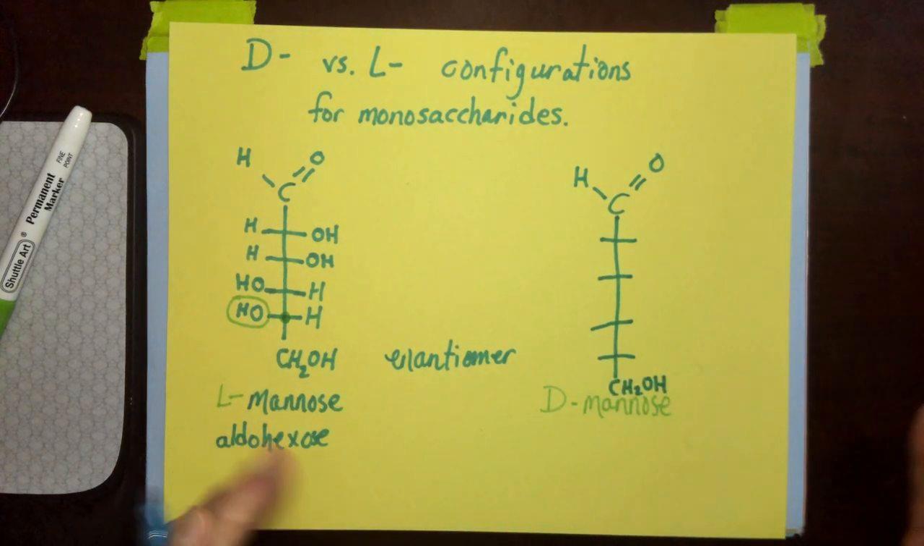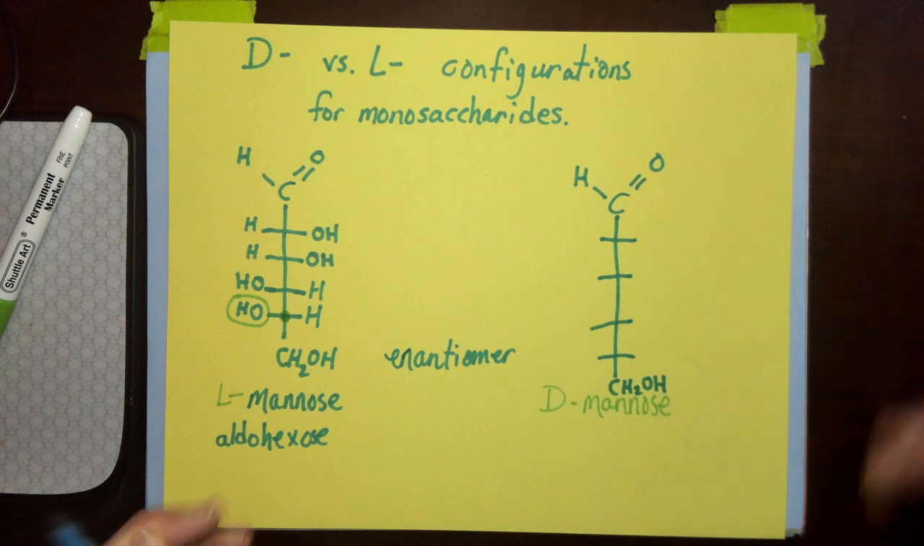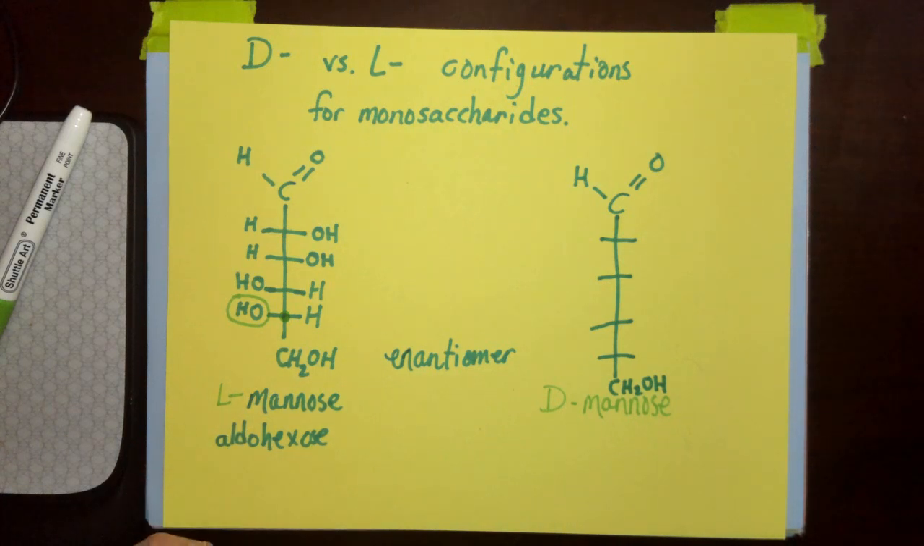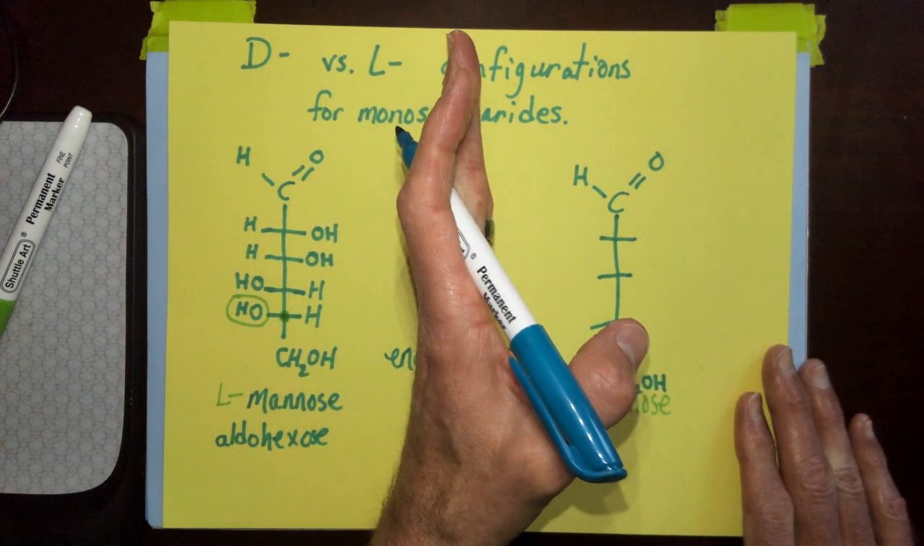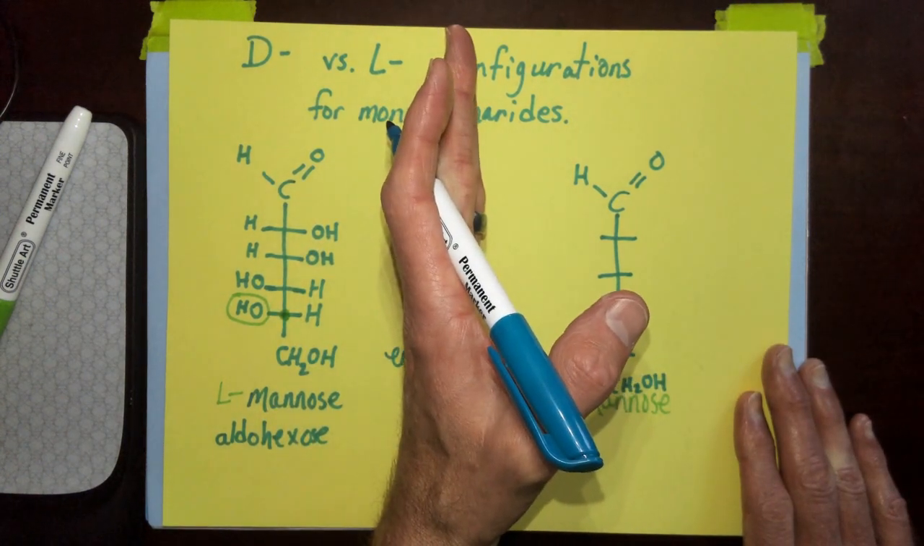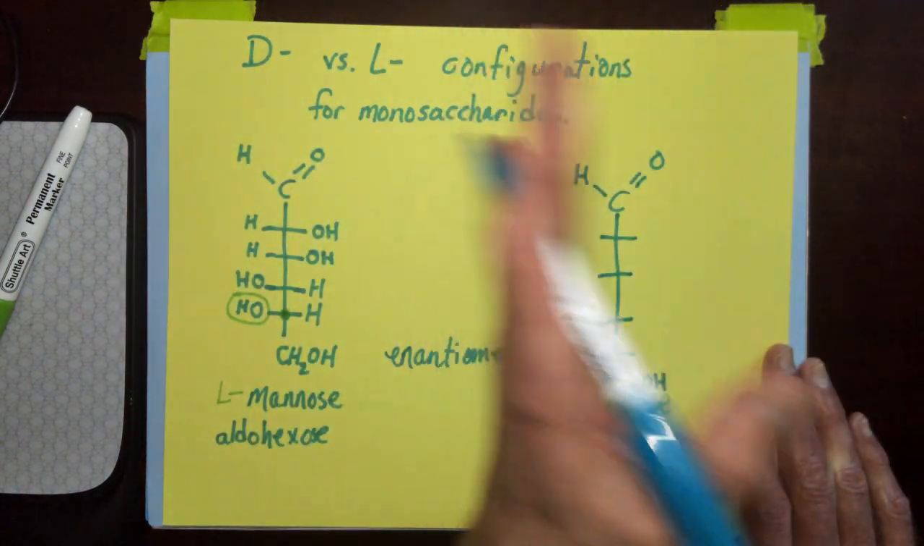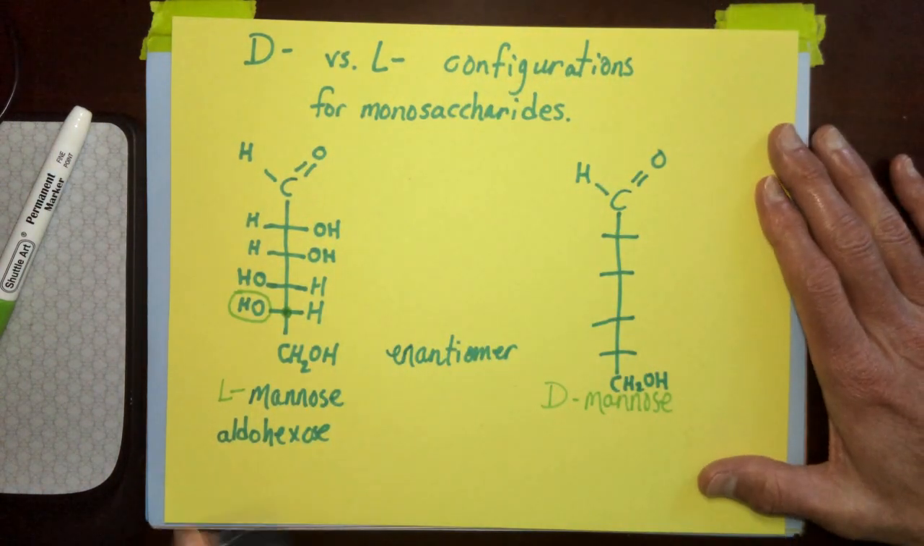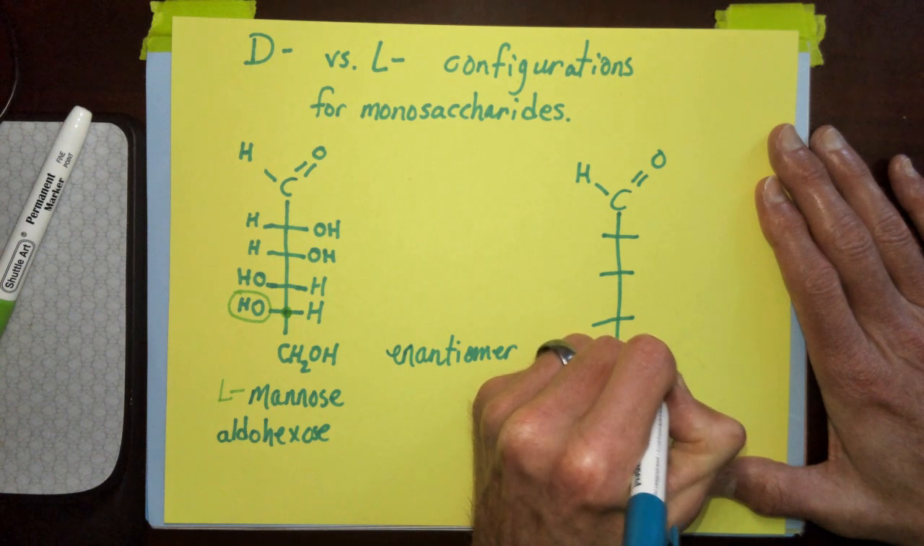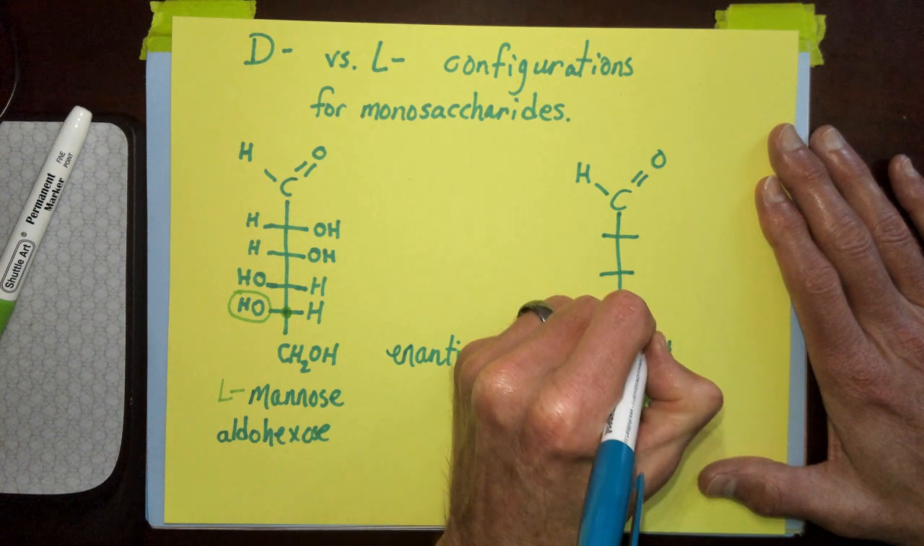Now, the enantiomer, remember, is the non-superimposable mirror image. So imagine there's a mirror right here. This is the L. What would we see as that reflection? We see the D configuration.